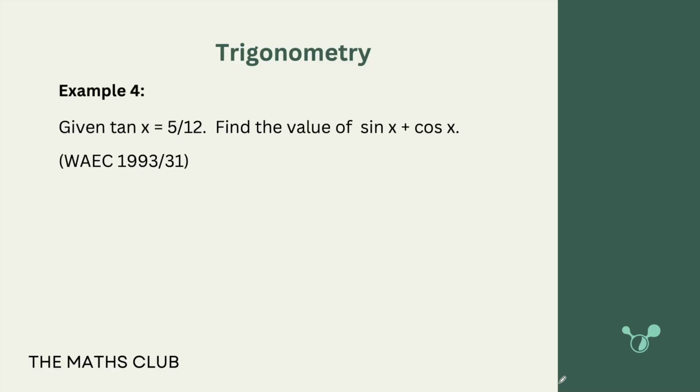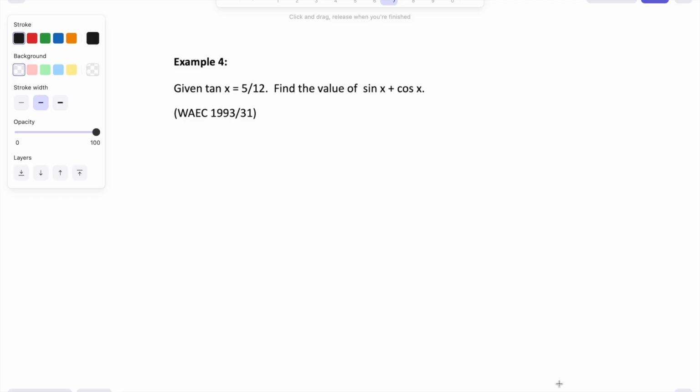Example 4 states that given that tan x is equal to 5 over 12, find the value of cos x plus sine x, or find the value of sine x plus cos x, however you want to put it. Remember I told you there are some common triangles. This is one of them, where the 5, 12, 13 comes in. So we have something like this. This is 5, this is 12, and this is 13. You can take it to the bank.